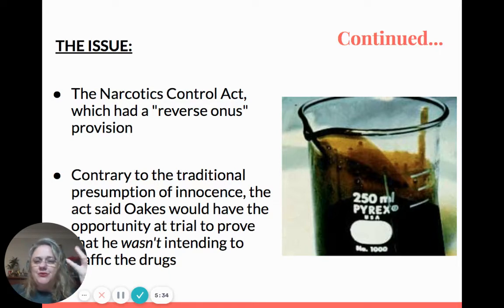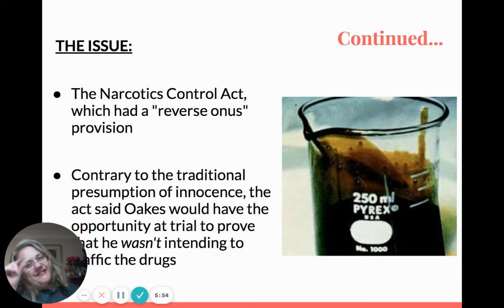See, it had this unusual provision in it called a reverse onus. Remember, we've talked about onus as another word for the burden of proof. And normally in any criminal case, the Crown carries the burden of proof, right? You don't have to prove you're innocent, remember? The government has to prove you're guilty.